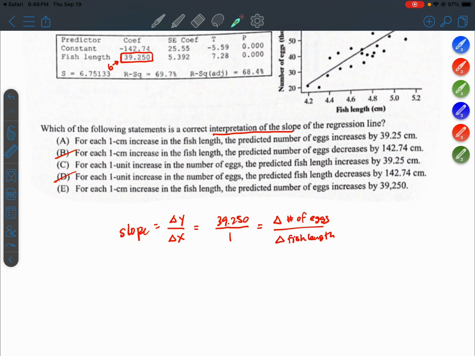All right, so this tells us when the length of the fish increases by 1 centimeter, the number of eggs is predicted to increase by about 39,000 eggs.